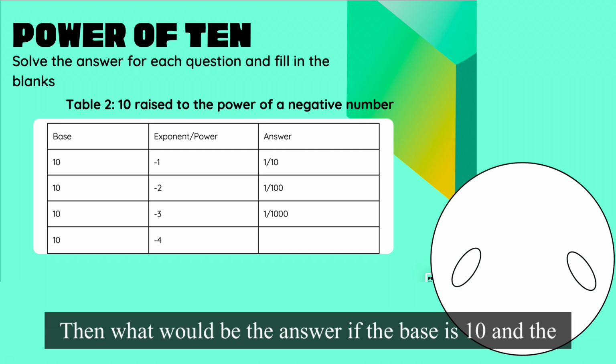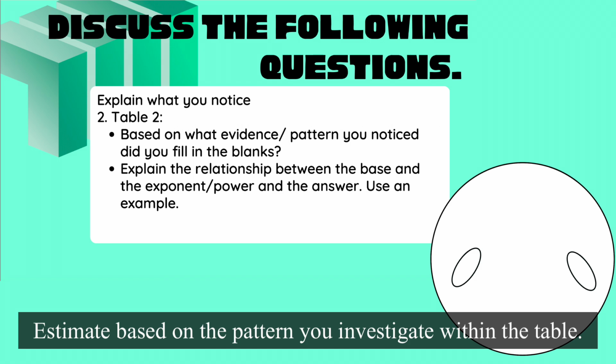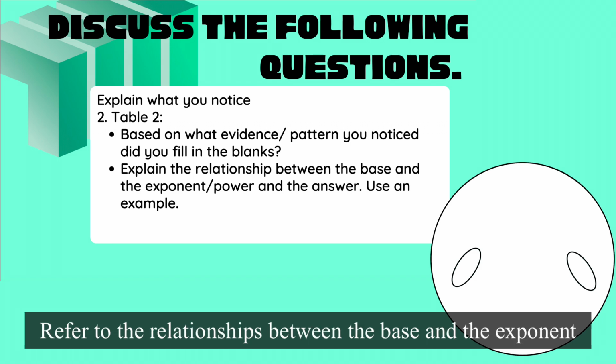Then what would be the answer if the base is 10 and the exponent is negative 4? Estimate based on the pattern you investigated within the table. Refer to the relationships between the base and the exponent and the answer.